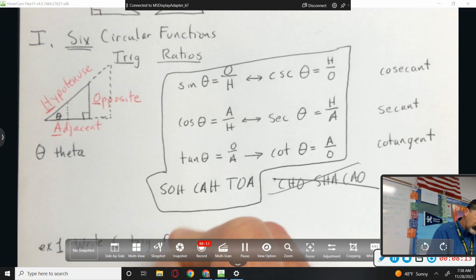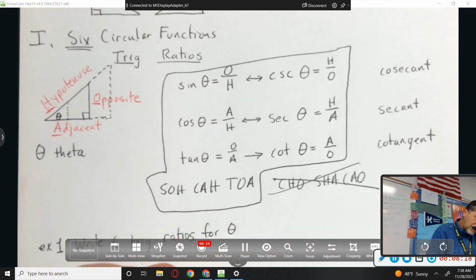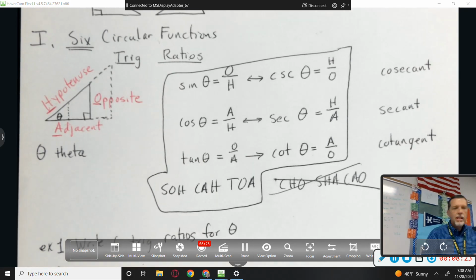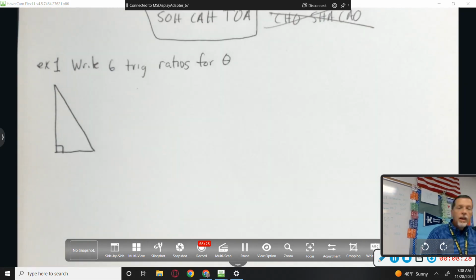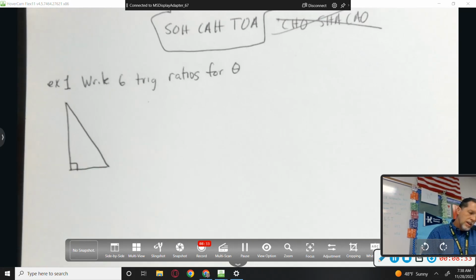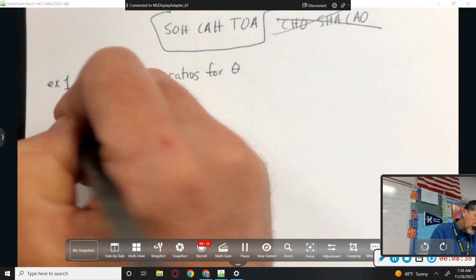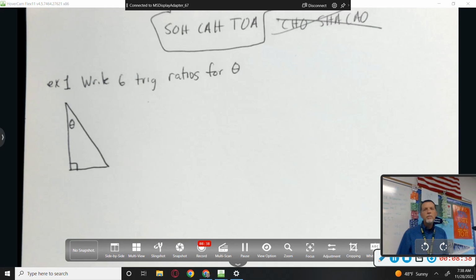All right, let's write the 6 trig ratios for theta in this triangle. Well, I need to tell you where theta is. Let's put theta at the top. Again, we try to move around what the triangle looks like and where theta is, so that you don't get in the habit of thinking that the opposite is the one on the bottom. It's not the bottom one, it's the one opposite the angle.